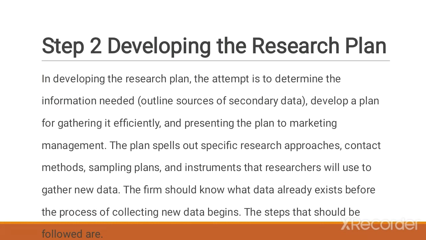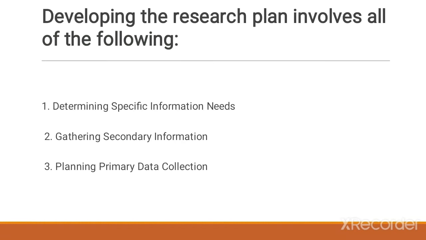Developing the research plan. In developing the research plan, the attempt is to determine the information needed, outline sources of secondary data, develop a plan for gathering it efficiently, and present the plan to marketing management. The plan spells out specific research approaches, contact methods, sampling plan, and instruments that researchers will use to gather new data. The firm should know what data already exist before the process of collecting new data begins. The steps involved are the following: determine the specific information needed, gather secondary information, and plan primary data collection.